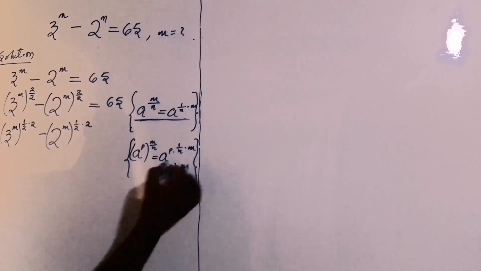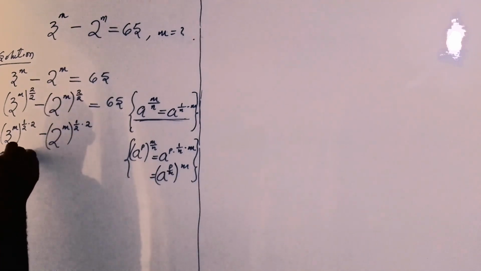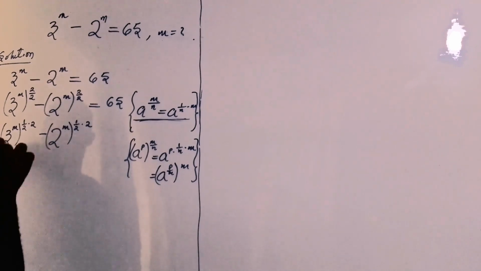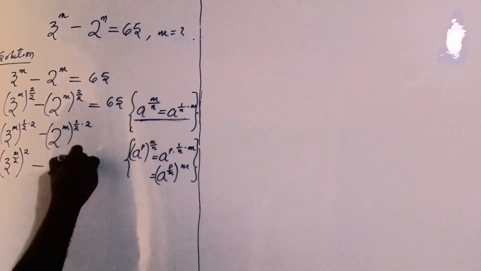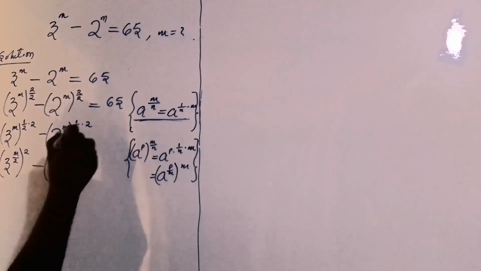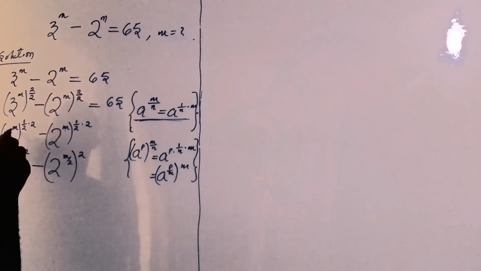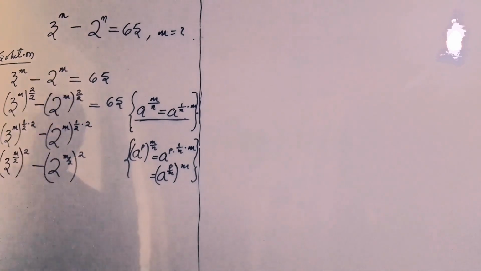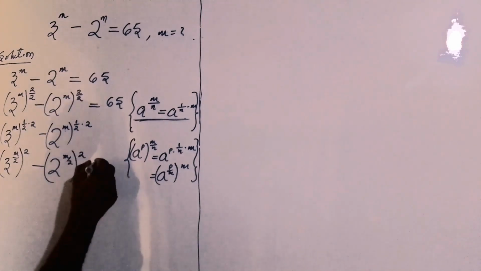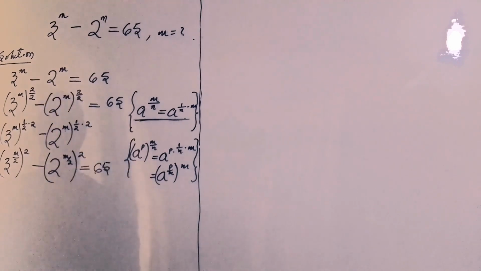Next, I'm going to apply this. So this will give me 3 to the power of n over 2 all squared minus 2 to the power of n over 2 all squared. So what I just did is to multiply n by 1 over 2, n by 1 over 2, and then the 2 remains outside. Okay, I will have that equal to 65.